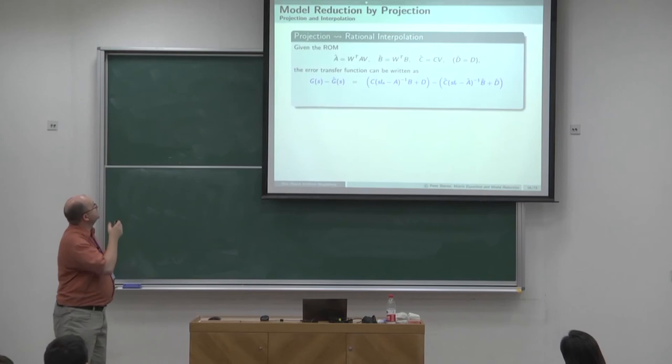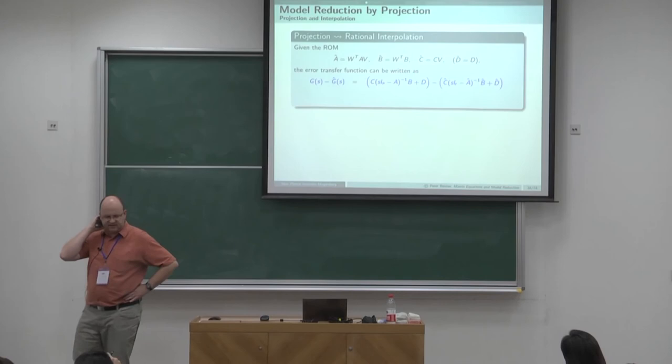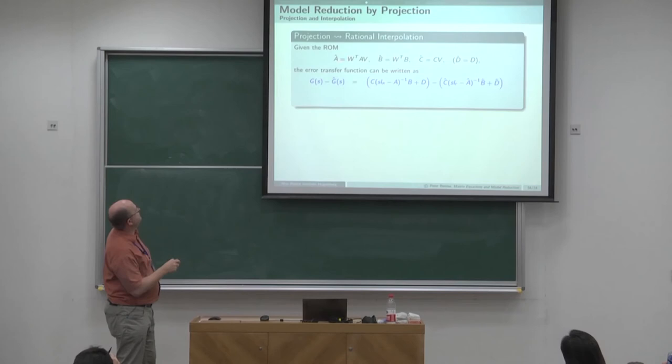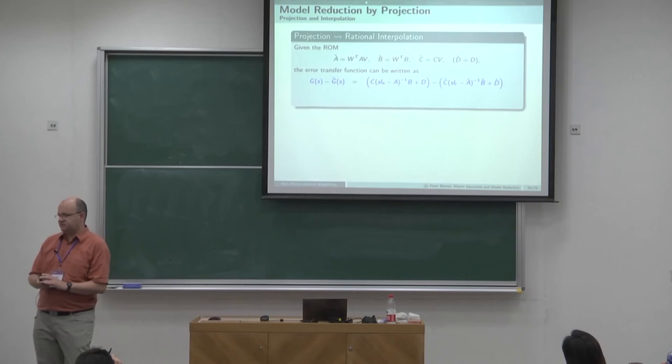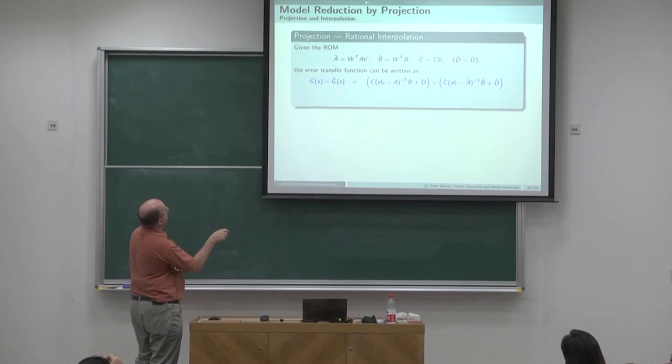Now, there is also a very close relation of projection to interpolation. And that's exploited at many points. So I want to work that out here. So assume now we have our reduced system computed by any kind of projection method. Somebody gave you the subspaces V and W and bases for them so that you compute your reduced order model. And then you look at the difference in the transfer functions. That's what you want to minimize if you take norms.